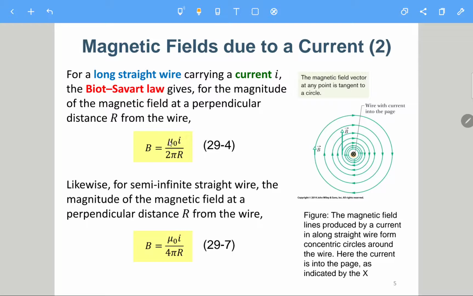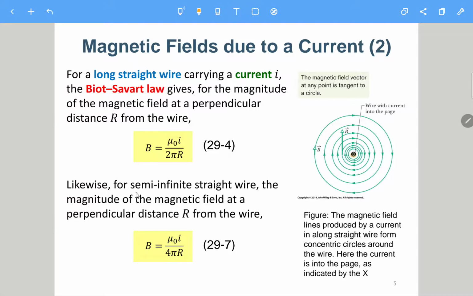So mu 0 is a constant, of course, 4 pi times 10 to the minus 7, and I is the current of the wire, and 2 pi is of course constant. So it is mainly related to r. If we fix I, then if r is larger, then B will be smaller.